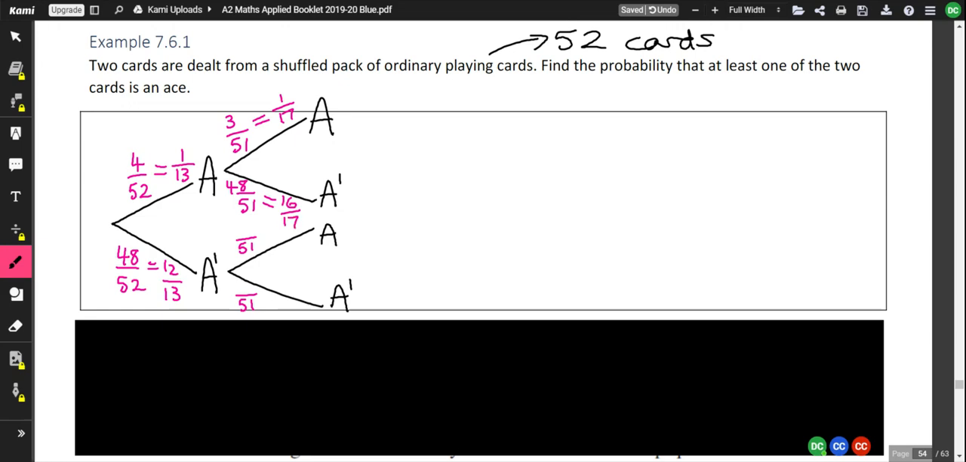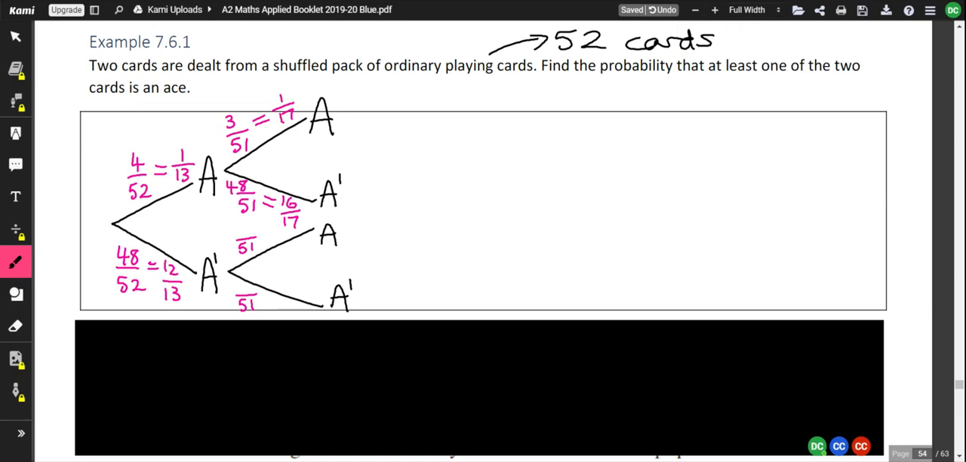Notice how in each case, the two probabilities on each section should add up to 1. So these should add up to 1, so should these, and also the next two should also add up to 1 as well. So this is actually a conditional probability. The probability of getting an ace on the second go is dependent on what happened on the first go.